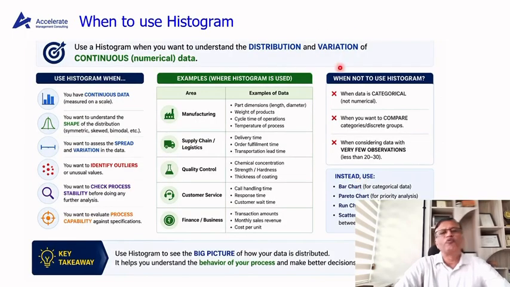Now let's look at when to use histogram. If you have continuous data and you want to understand the shape of the distribution, that is whether my distribution is symmetric, skewed, or bimodal, in that case we will be using histogram. If we want to assess the spread and variation of the data, if you want to identify outliers or unusual values within your data, if you want to check process stability before doing any further analysis, and if you want to evaluate process capability against the specification, you should be using histogram.